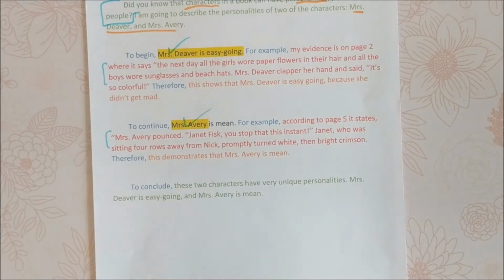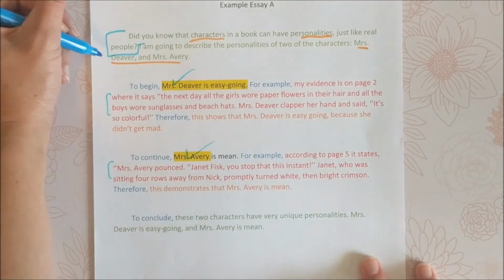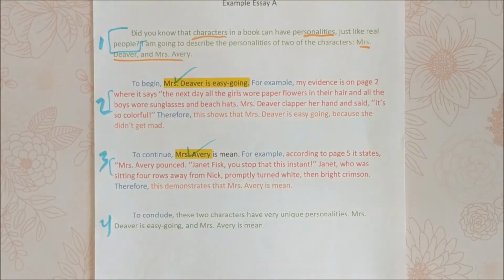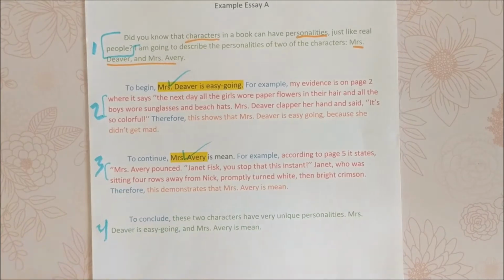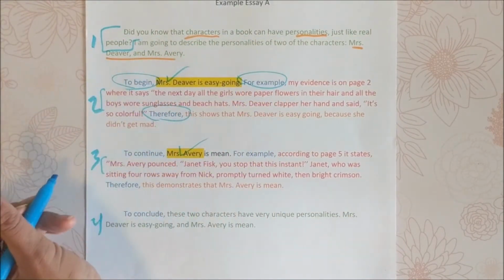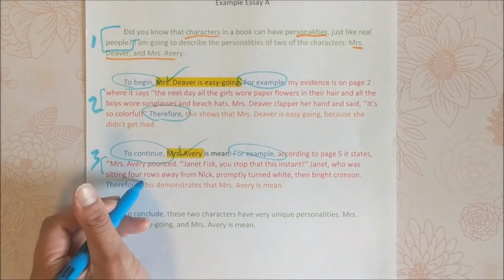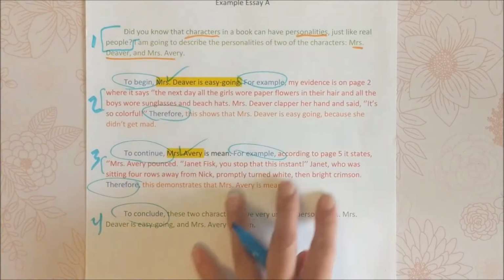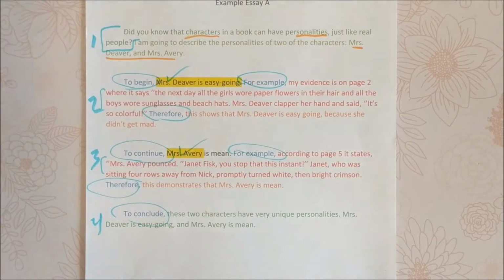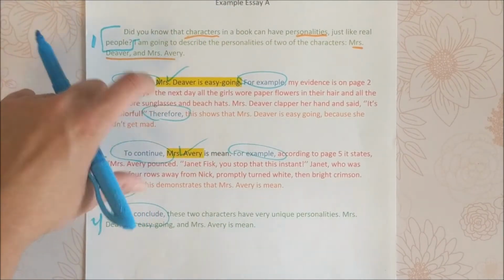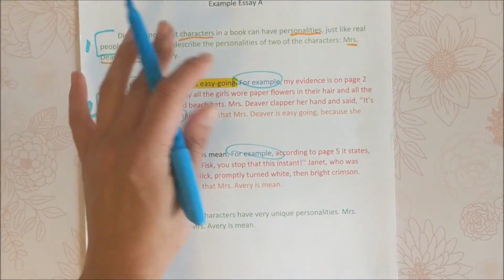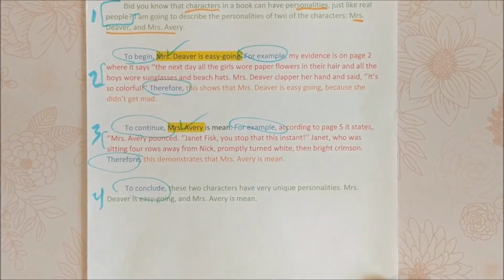Okay. Do they have 4 separate paragraphs? Yes. 1, 2, 3, 4. Their transitions are good and they're not missing any, right? There should be 7. 1, 2, 3, 4, 5, 6, 7 transitions, and they all make sense. They have "to begin" and "to continue." For their evidence, they have "for example." For their explanation, they have "therefore." You know more transitions than that, but these ones make sense. And then the one here makes sense, okay?